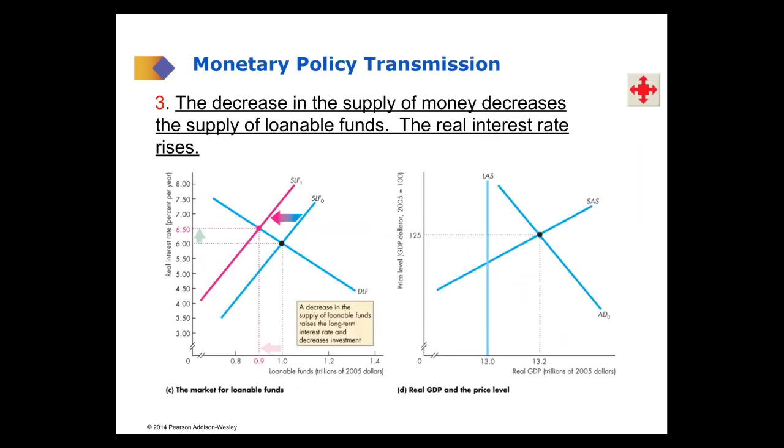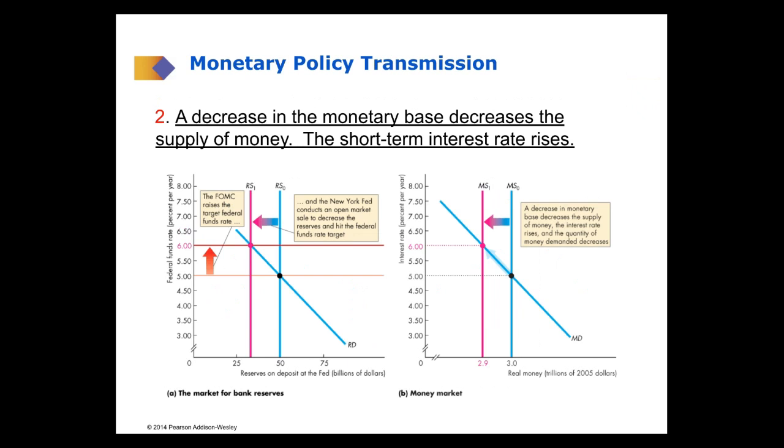And so this happens also in the loanable funds market, the markets that we go to get loans to start businesses and buy houses and finance cars and things like that. And so the real interest rates rise there also. And eventually we have less money in the system.